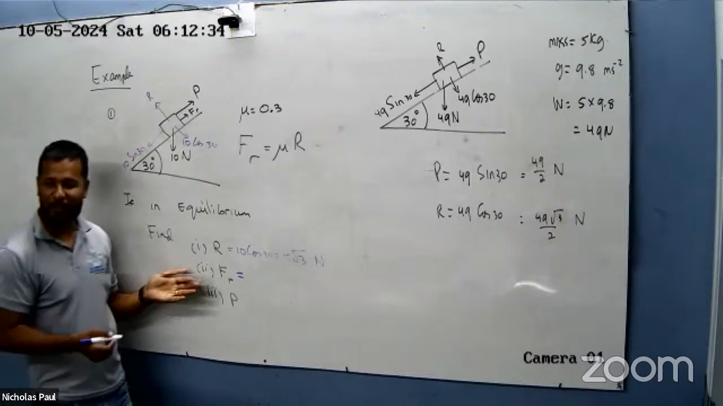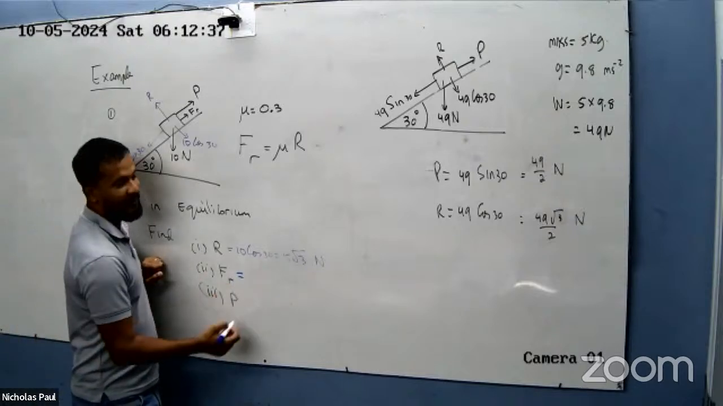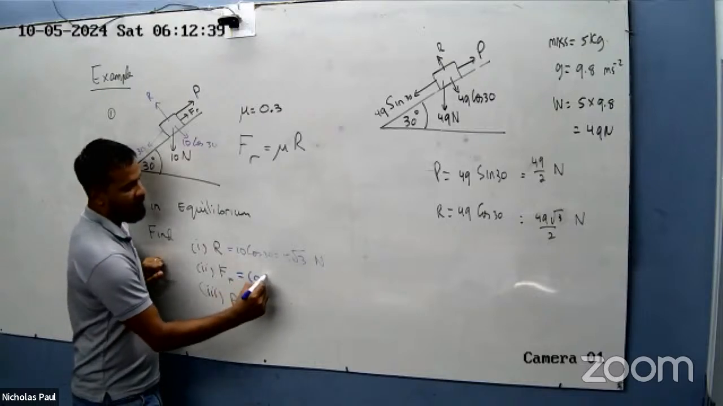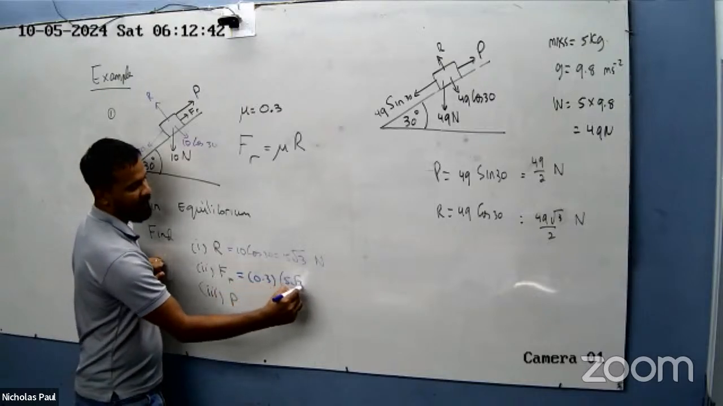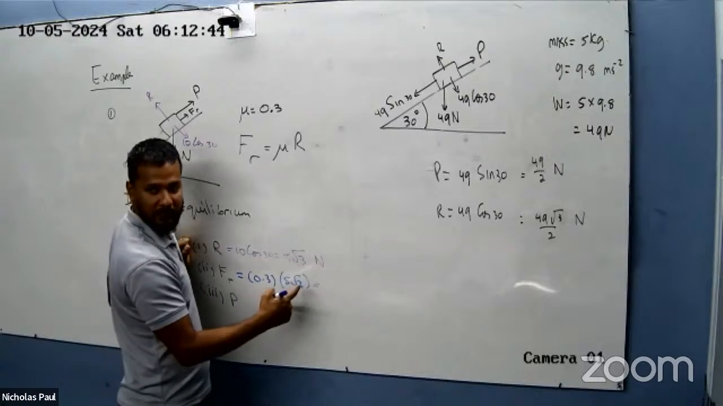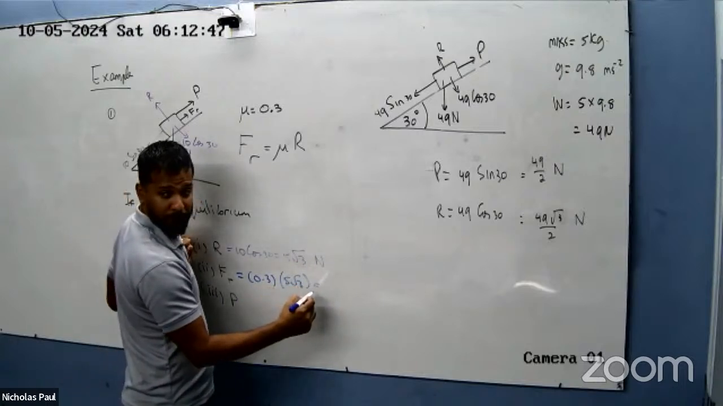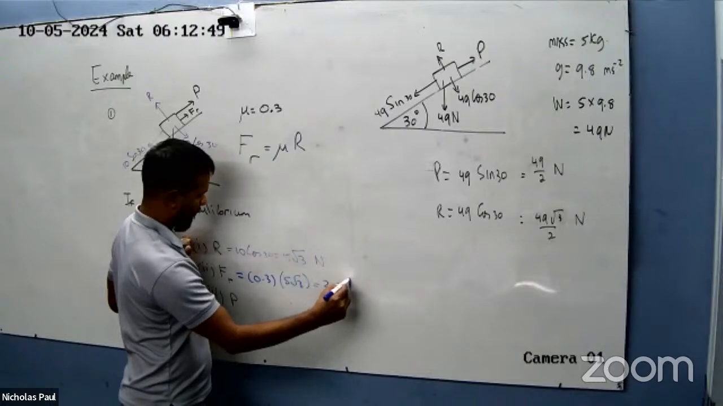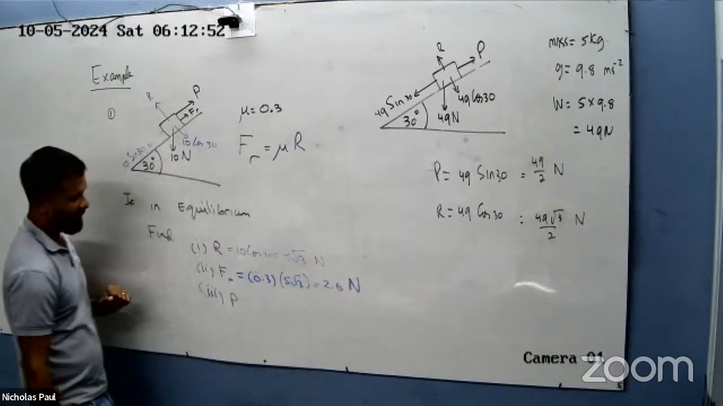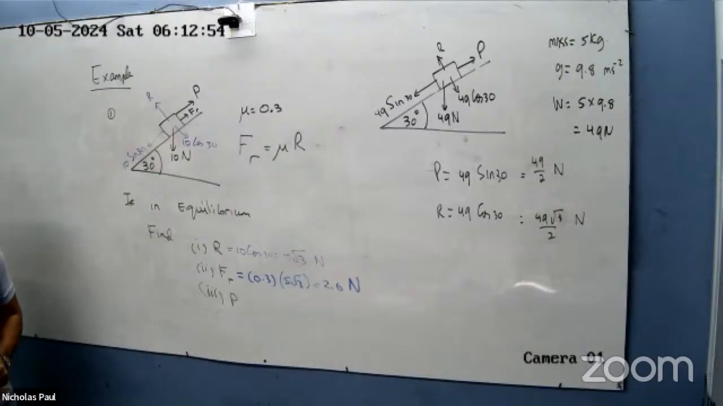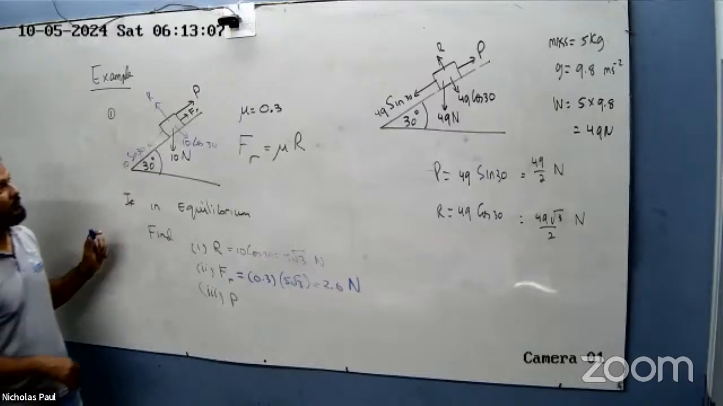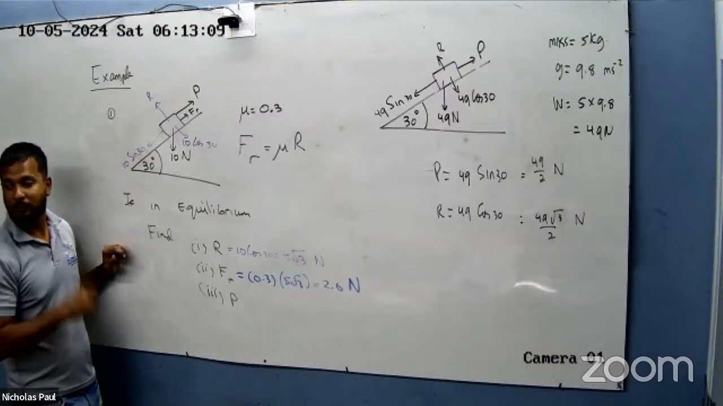All right, friction is what? Which is 0.3 times R. Right, P is what? Because you had to find 10 sine 30, and then 5 root 3. I mean, it's fine.